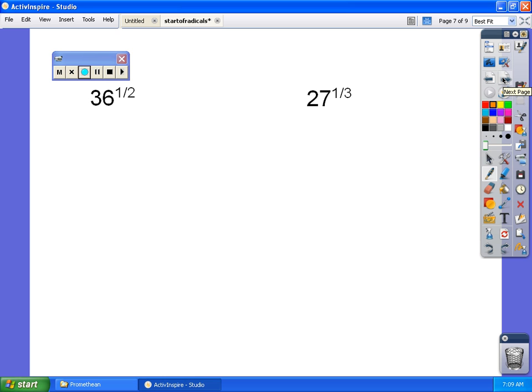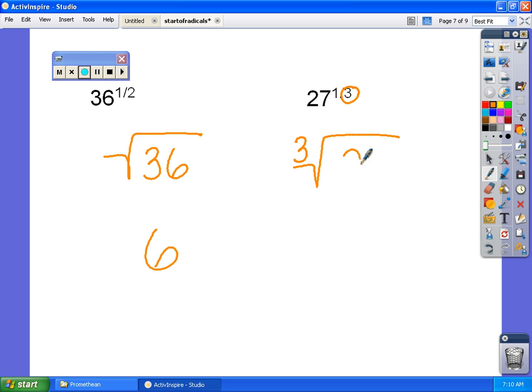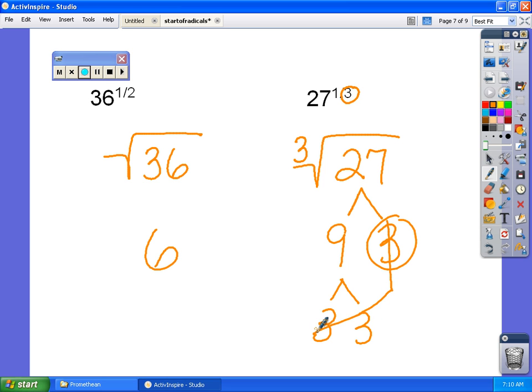Okay, so now that we covered how to do the roots, let's look at how to write them in a different form. 36 to the half really means the square root of 36, which we know is 6. 27 to the 1/3, the 3 means I want the cube root. So when I factor out 27, I get 9 times 3. The 9 breaks down to 3 times 3. I have triple 3s, so my answer is 3.